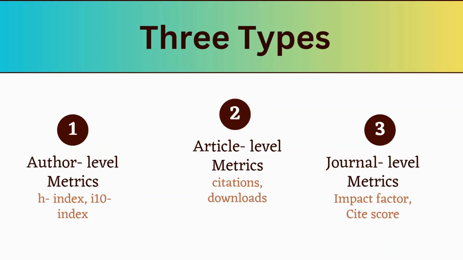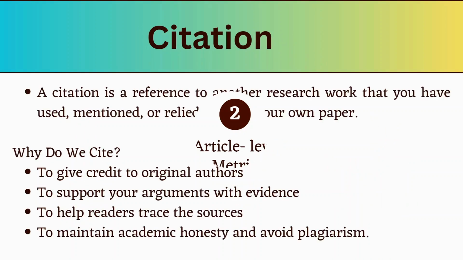Author level metrics like H-index, I-10 index are used to evaluate individual researchers. Then there is article level metrics, which focus on a single publication, that is citations of a publication and how many times it has been downloaded. And the third one is journal level metrics like impact factor or CiteScore, which is used to evaluate journals. These metrics are important in research evaluation for promotion, funding applications, and institutional ranking. But remember, metrics are indicators, not judgments. They don't tell you the full story of quality or innovation.